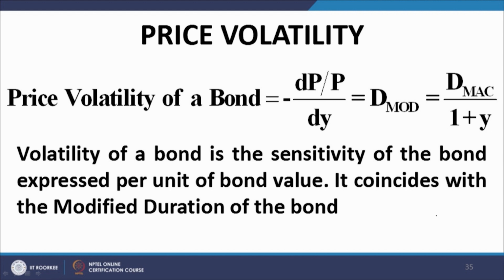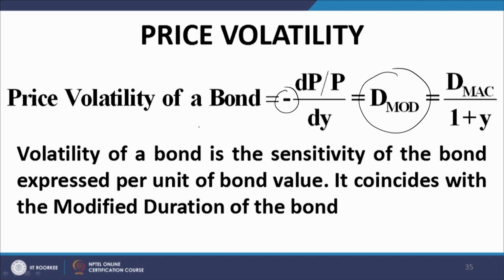Price volatility is again analogous to a quantity that we have already studied, and that is modified duration. Modified duration is also called price volatility. What is the definition of price volatility? The negative of the percentage change in price for a unit change in yield. Please note the difference between price sensitivity and price volatility. Price sensitivity was the absolute change in price corresponding to a unit change in YTM. Here we are talking about the percentage change in price corresponding to a unit change in YTM.